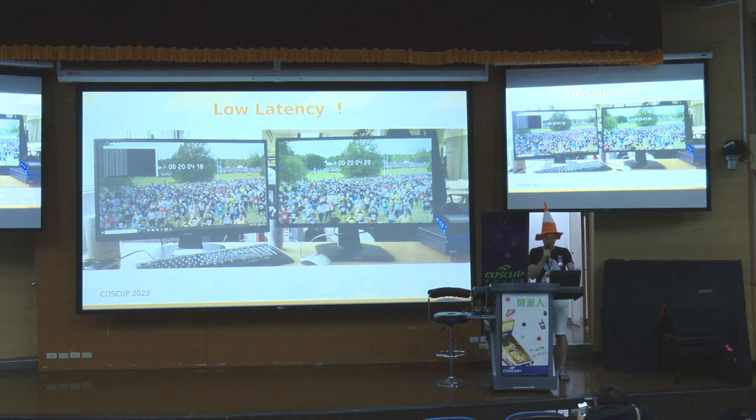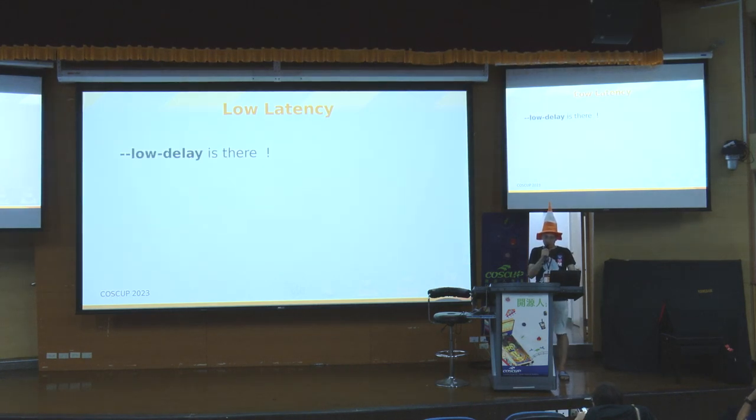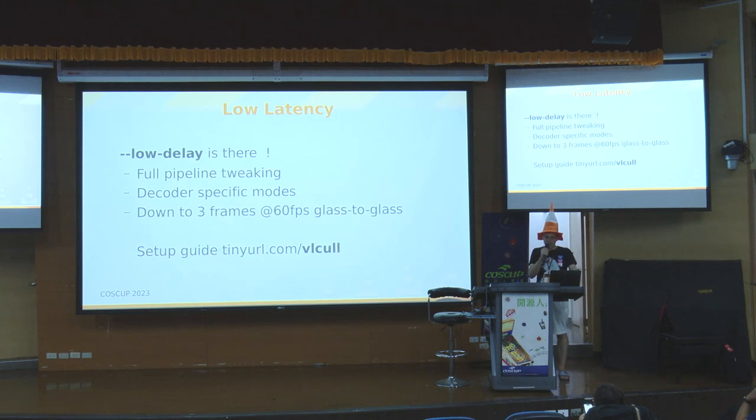So you can see on the right the number of frames. Between the two pictures, there are two frames of delay at 60 FPS. This is on local LAN. So we have a new option on 4.0 to switch to low delay, which required us to do a full pipeline tweaking to use this option. We are targeting some decoder-specific modes because some hardware decoders have a specific mode for low delay. And we are really fast, really, really fast. And we have people right now developing other new tools with this. And you can try, and this is well documented.